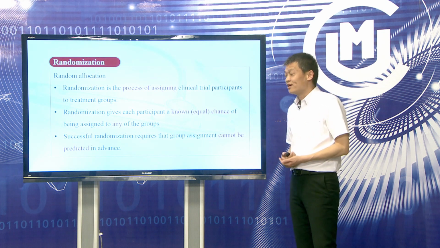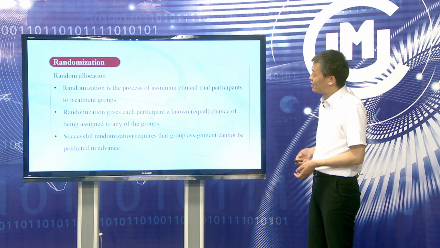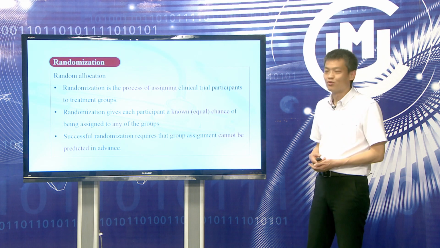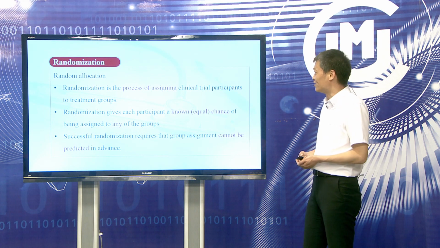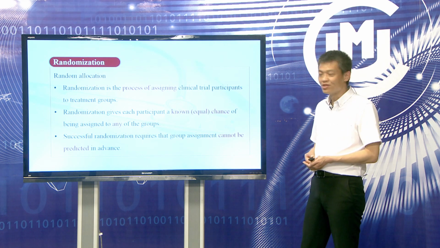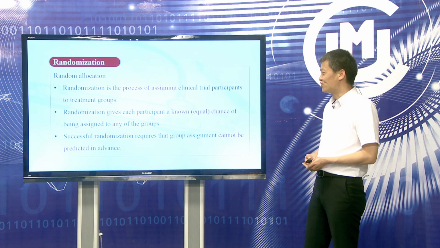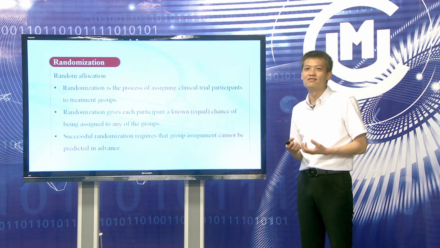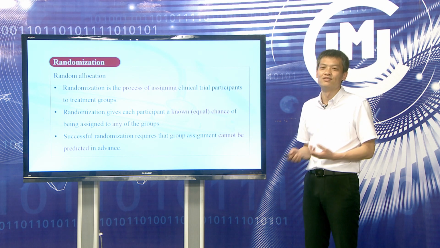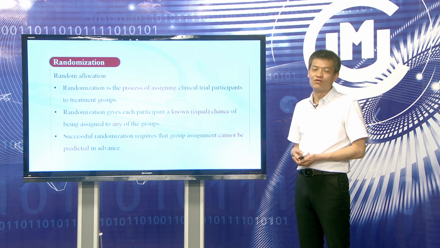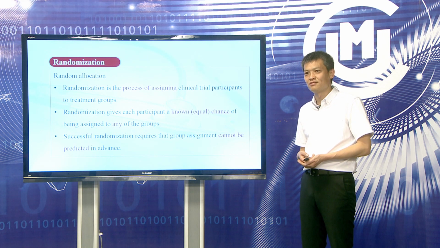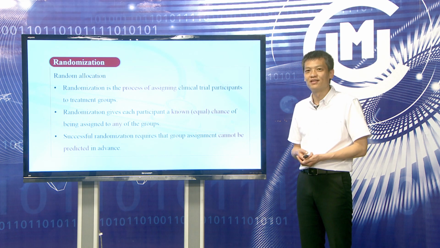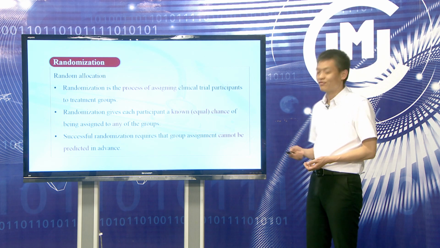This randomization is sometimes called random allocation. Randomization is a process of assigning clinical trial participants to treatment groups, and randomization gives each participant a known chance of being assigned to any of the groups. Successful randomization requires that group assignment cannot be predicted in advance.